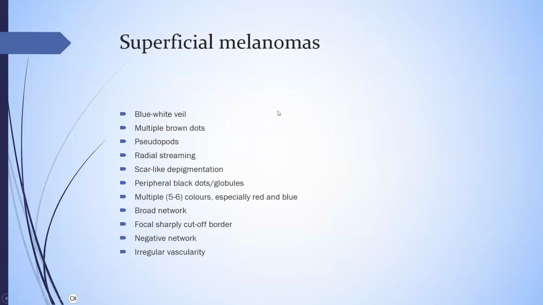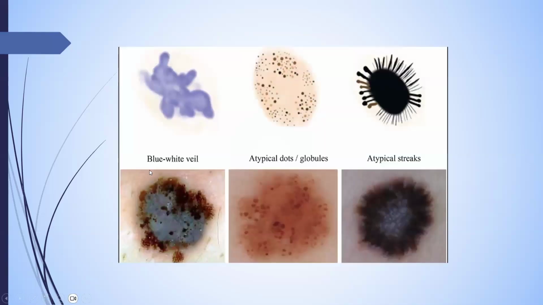A blue veil, multiple brown dots, pseudopods, radial streaming, scar-like depigmentation, peripheral black dots, globules, multiple colors, broad network, focal sharply cut off border, negative network, and irregular vascularity. I'll show you here. This is a blue veil. Okay, things are not as easy as we see in textbooks. In practice, all these are very, very vague things where you really have to have an idea before you see the proper dermoscopy.